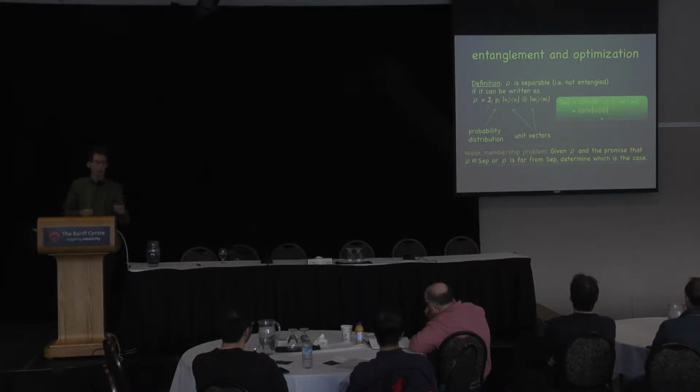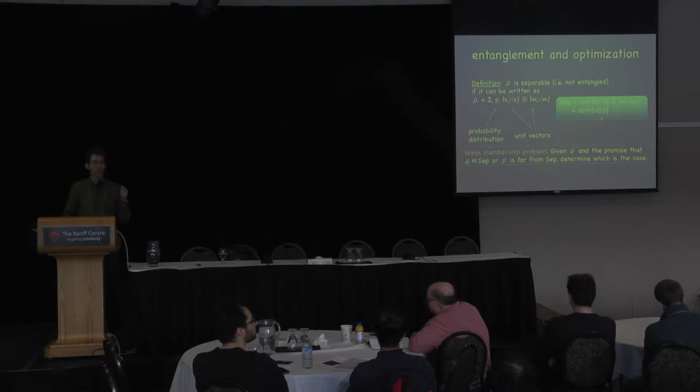And in fact, that's a little bit too hard because you might be very, very close to the set. So we say weak membership because we say, let's say you're promised to either be in the set or be some distance away from it. Can you distinguish those two cases? You don't have to exactly nail down the boundary.